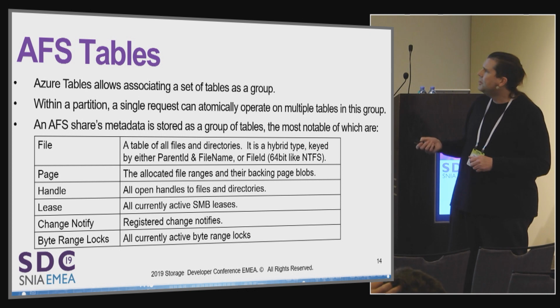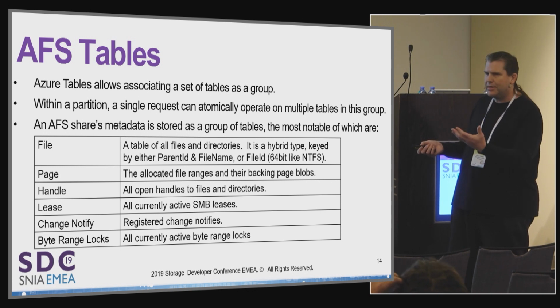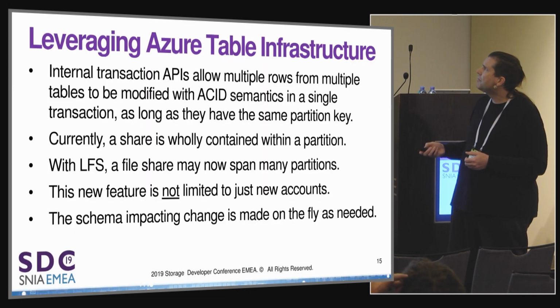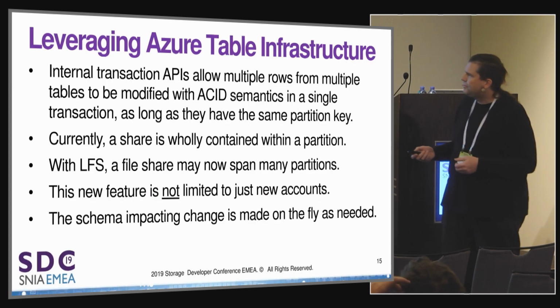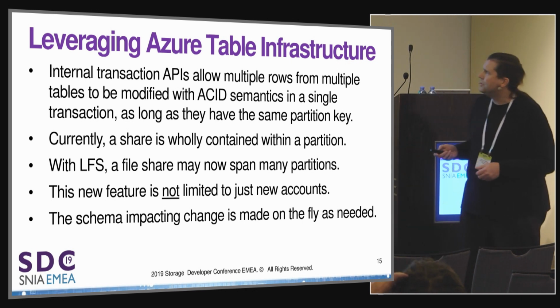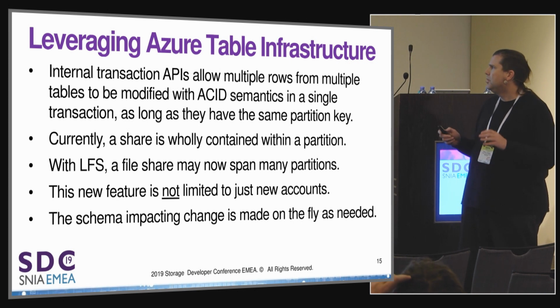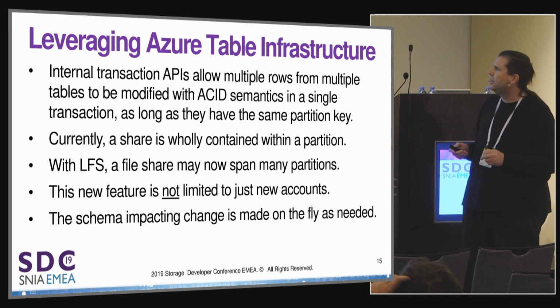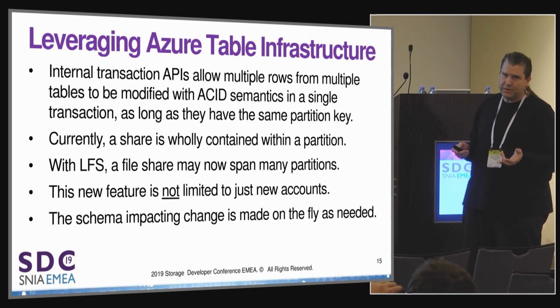You can see here, this is pretty self-explanatory. The file blob handle is very important. That's for all the handles, and that comes into play when a front end dies and we have to reconnect everything. We need to remember everything about that handle. This is just reiterating that by leveraging the Azure Tables interface, we're able to do these atomic transactions over just the range of the partition. And again, the partition right now is currently a share.